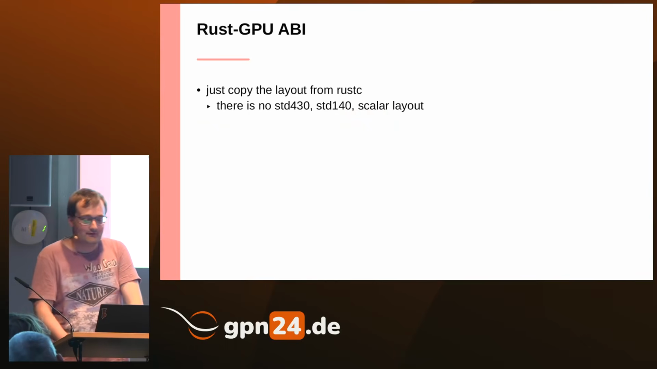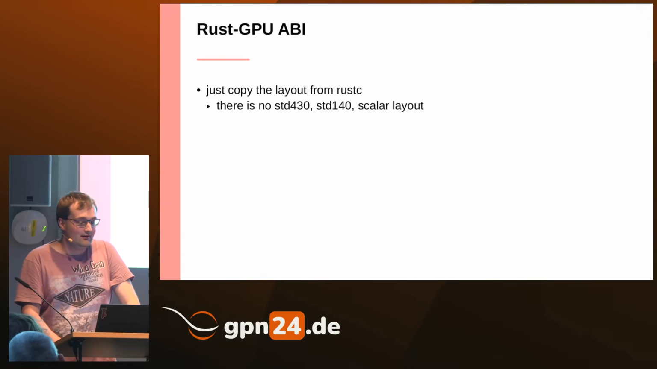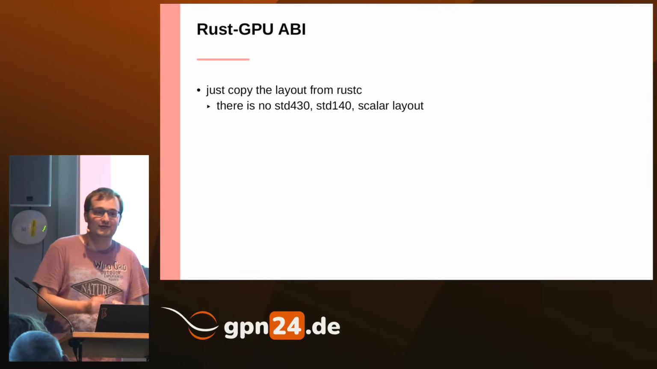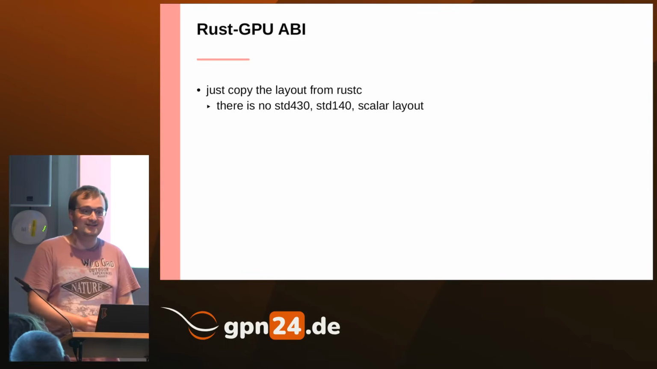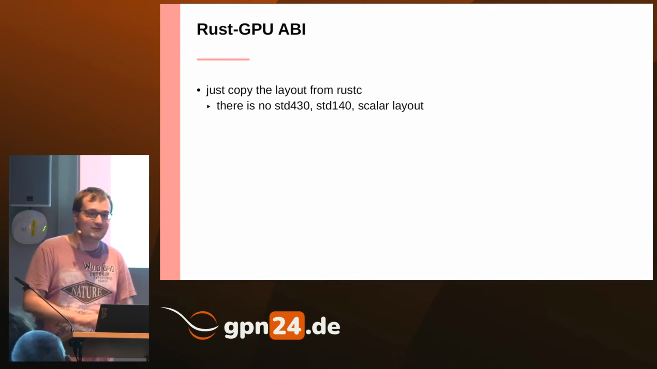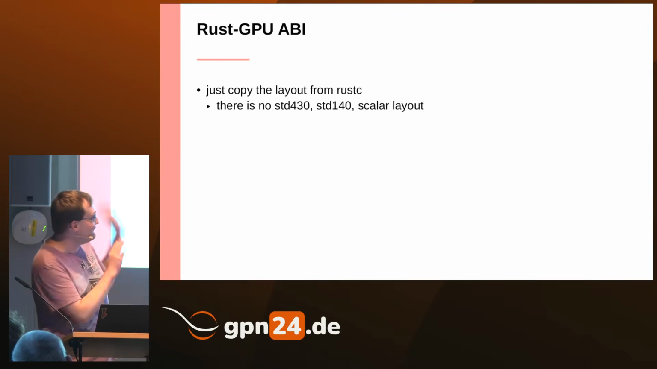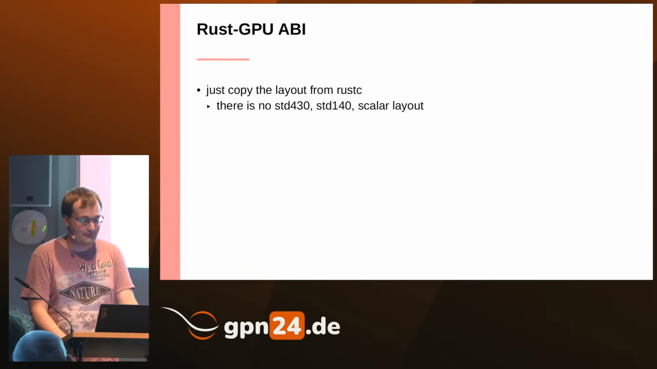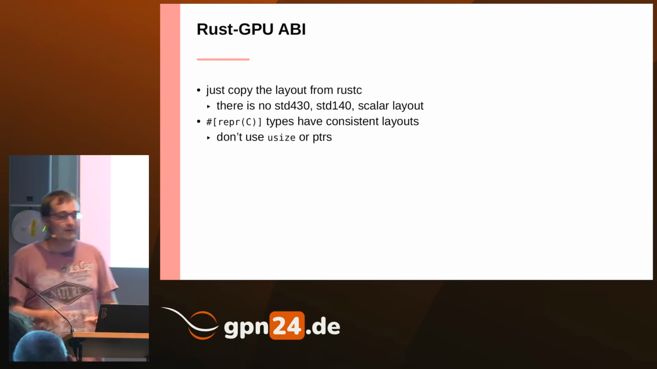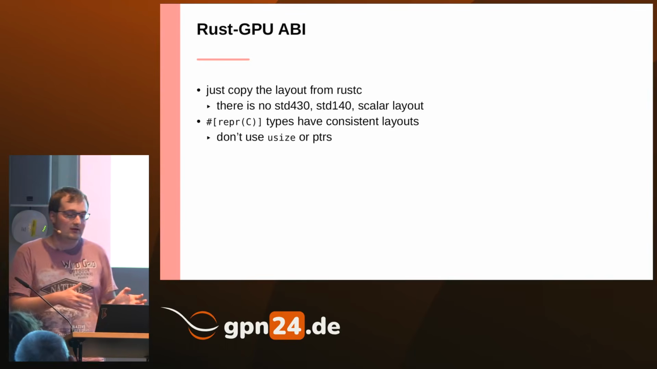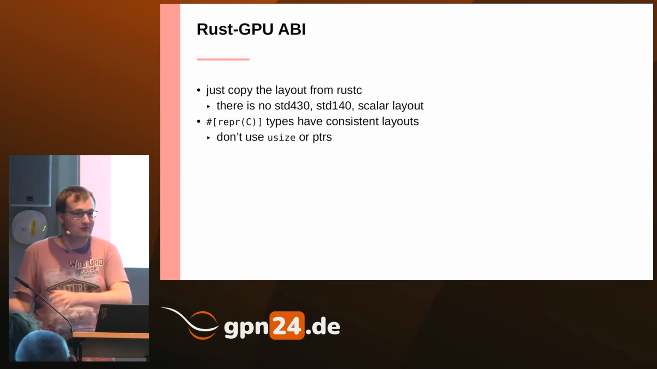So how does Rust GPU do that? Well, we do something really stupidly simple. We just go to rustc and ask it, hey, what's the layout of this type? Sure, I'm going to use that. So there are no STD430 or STD140 or scalar layouts, which is graphics stuff. It just doesn't exist. We just copy whatever rustc gives us, which means if you have a type that is repr(C), that type will have the same layout on both ends.